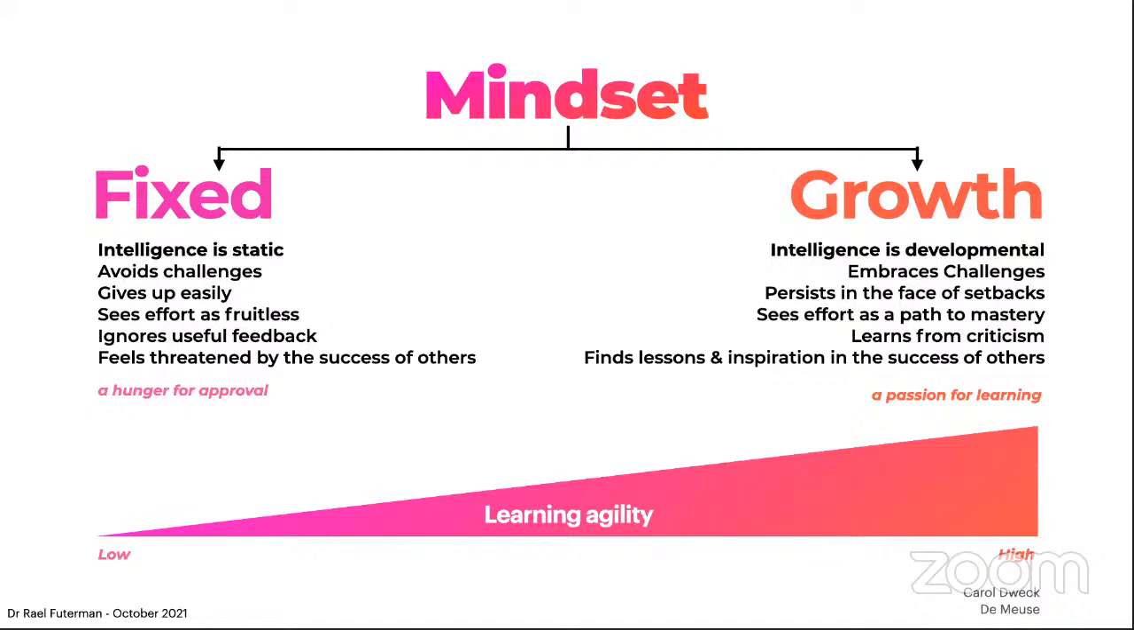And my belief is that people with fixed mindsets actually have a very low learning agility. And as we develop more of a growth mindset, this increases. And learning agility is made up of a number of factors. It's around results agility, change agility, people agility, mental agility, and self-awareness.